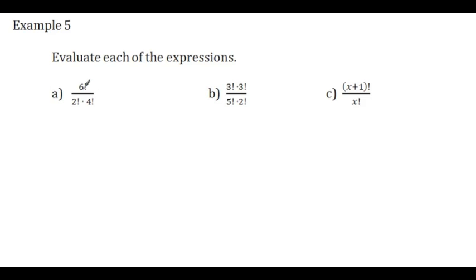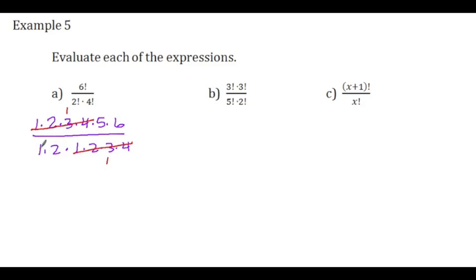Okay, so let's look at 6 factorial divided by 2 factorial times 4 factorial. Remember, 6 factorial is just really 1 times 2 times 3 times 4 times 5 times 6. And 2 factorial is 1 times 2. 4 factorial is 1 times 2 times 3 times 4. Now what I want to do is see, is there anything I can reduce to make life a lot easier? Obviously 1, 2, 3, 4, 1, 2, 3, 4. These guys cancel out each other to 1s.